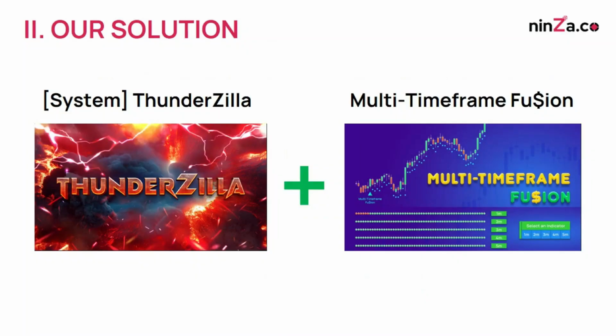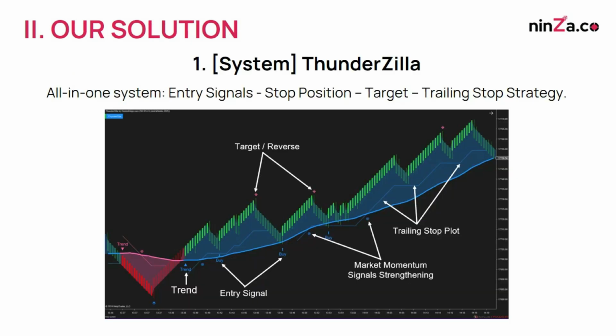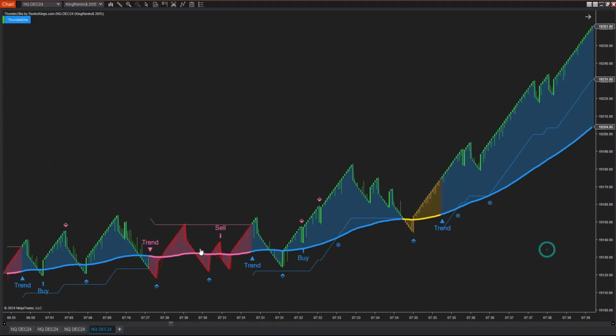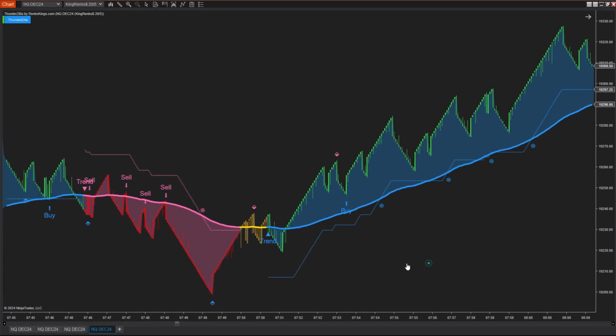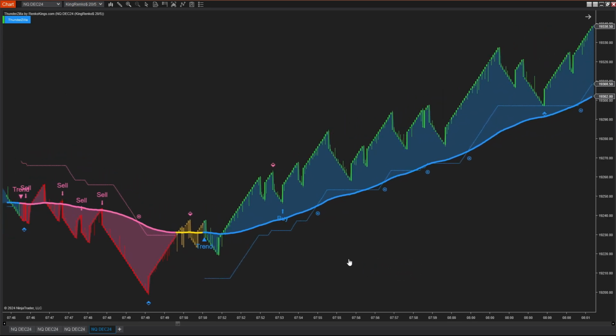Today, we are excited to introduce you to a system that has all the features you need for trend zone signal analysis. This system is called ThunderZilla. ThunderZilla is a trading system that includes all 3 of these key features: trend, zone, and signal.